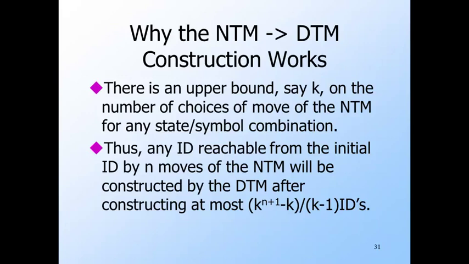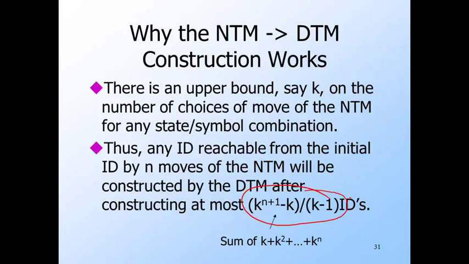To prove that, we first observe that there is an upper bound, say k, on the number of choices of move that the non-deterministic machine has in any situation. Thus, there are at most k IDs reachable after one move, k squared reachable after 2 moves, k cubed after 3 moves, and so on. Suppose the final state is reached after n moves for some n. Then the number of IDs the deterministic machine might have to look at is at most this, which is the sum of the first n powers of k, before it sees the ID with the final state.